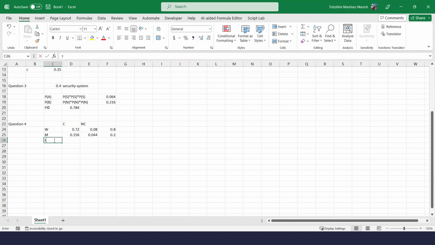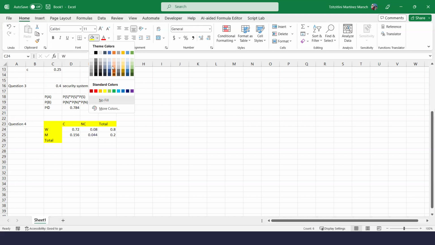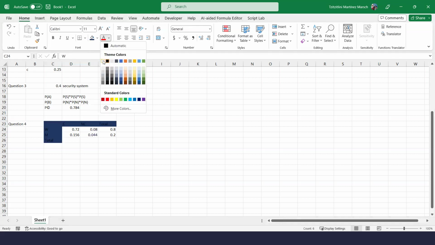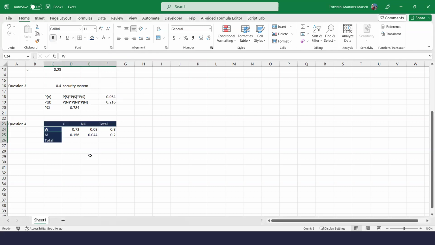If you want to color this, just so that we have it nice. And this is also total. Let's put total. This is total. Okay, here we go. And this we're going to add up, and we'll add these up. Okay, so that was the first thing that was asked.